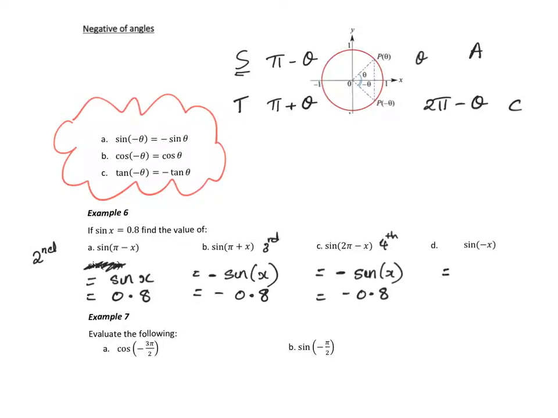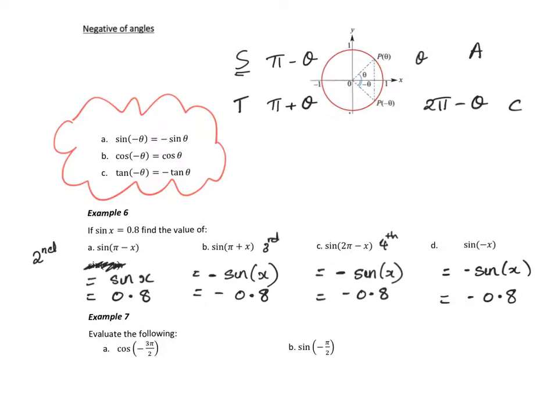What about this one here? Sine of negative x. Well, look back up to our rule. Sine of negative x is the same thing as minus sine of x. And minus sine of x is, well, we know 0.8 is sine of x, so again it's negative 0.8.